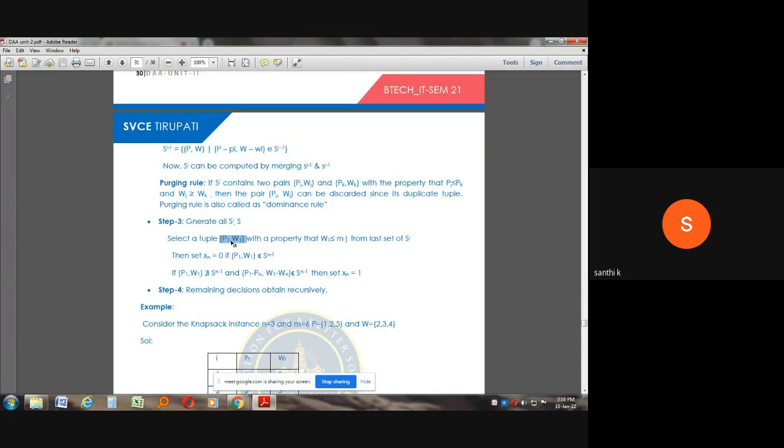After taking that tuple, we have to check whether it belongs to the last set and whether it belongs to the previous set. If it belongs to only one set and does not belong to the other set, we are going to consider that object. If it belongs to the present set and also to the previous set, we are not going to select that object.